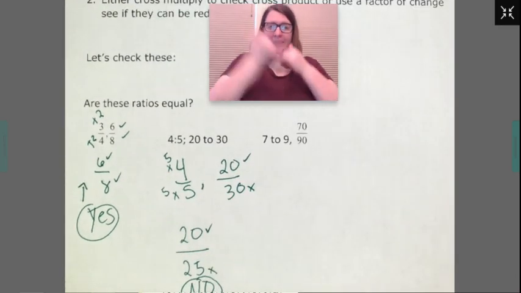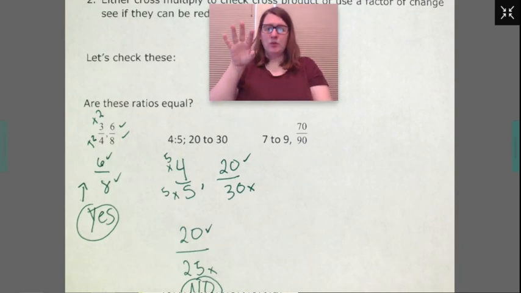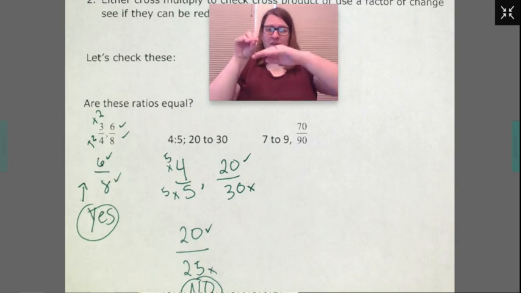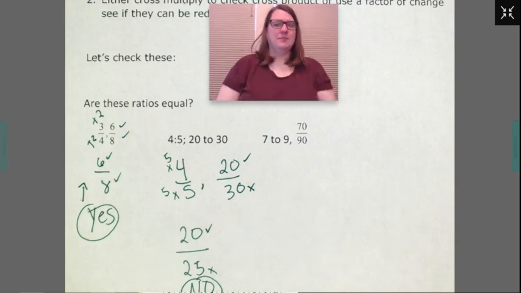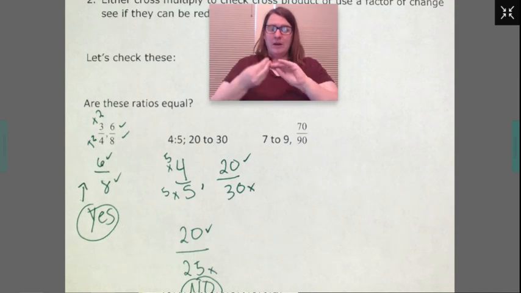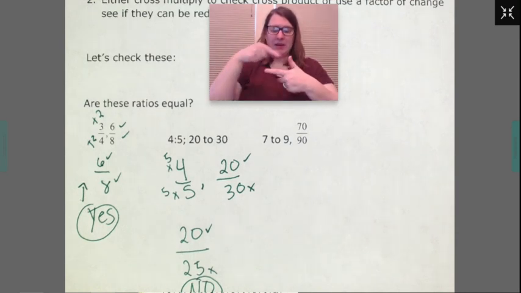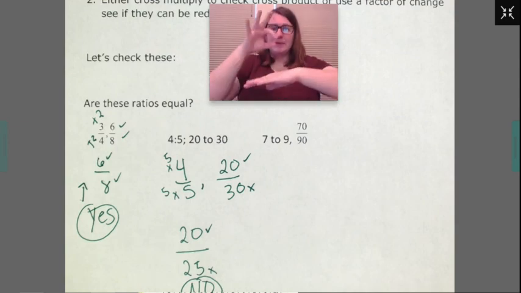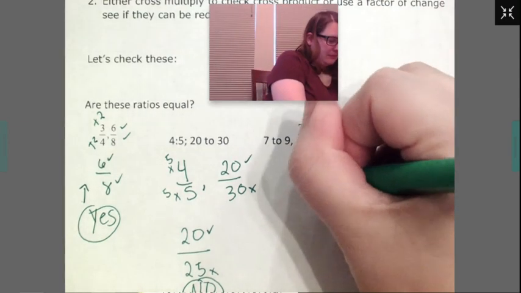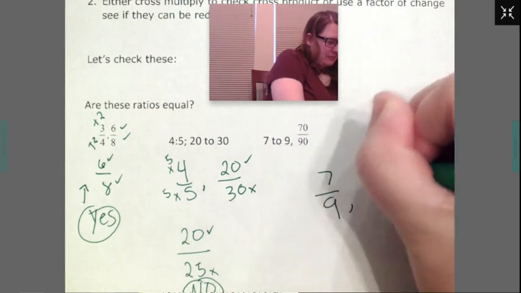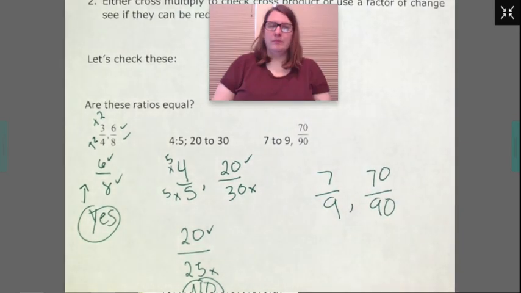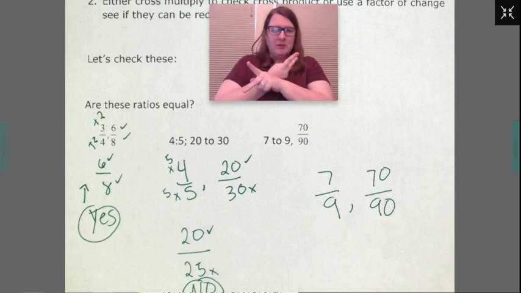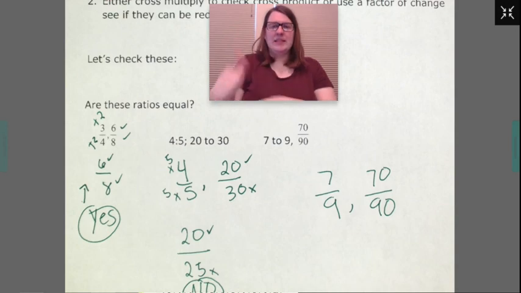Alright, last one. 7 over 9 and 70 over 90. Number 1 out of my 2, what do I need to do? Set them up as fractions. Alright, this one's pretty easy. What do I multiply that 7 and 9 with? 10.